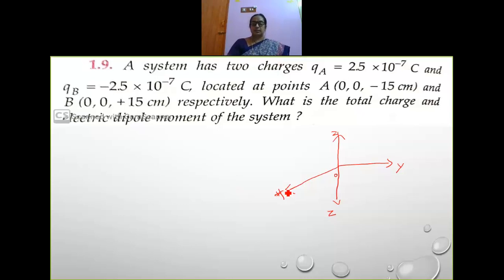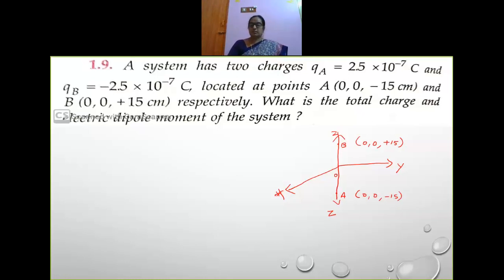Now look at the points. In this point A (0, 0, minus 15), x is 0, y is 0, z alone is minus 15. And here also you have x 0, y 0, z is plus 15. So let me mark the points here. Now let me take this point as B. So what is the point here for B? 0, 0, plus 15. Now let me take this point as A, which is 0, 0, minus 15. You understood the sum now?